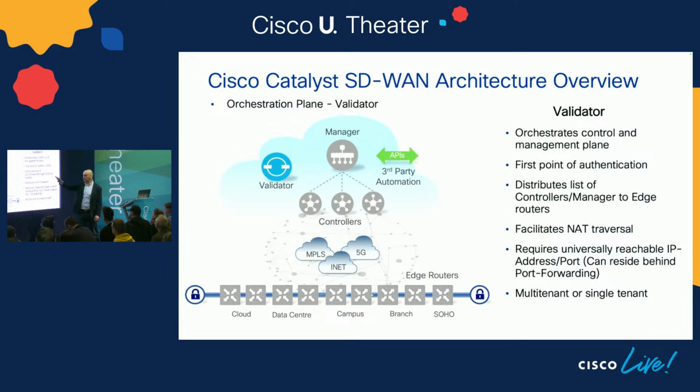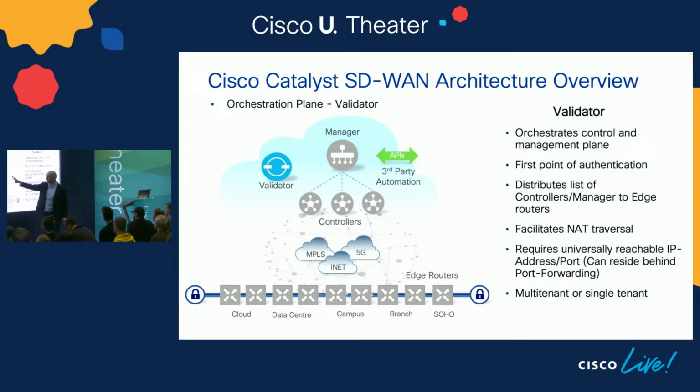So you have the validator. This is what used to be vBond, and this is the orchestration plane component, which orchestrates control and management planes. So when one of these edge routers comes online, right, you have a new branch, a new data center that you want to bring into your SD-WAN fabric, you connect it to the network. The first thing it will do is try to reach the vBond device, the validator in this case. So it's the first point of authentication. As you connect your edge router, it's going to go automatically and try to connect to that validator server.